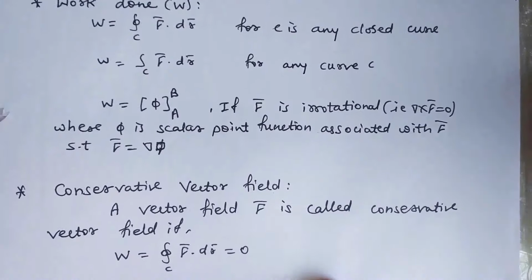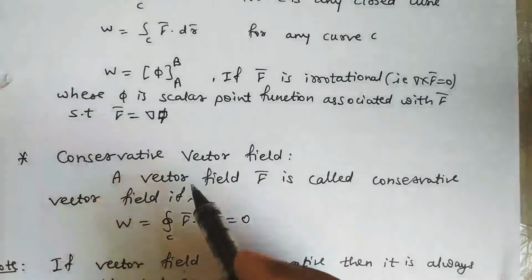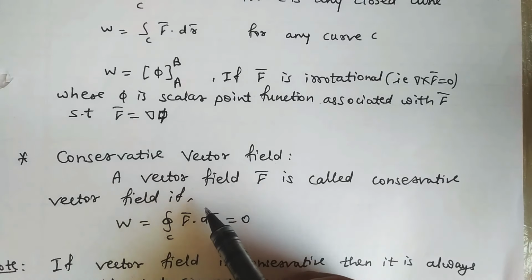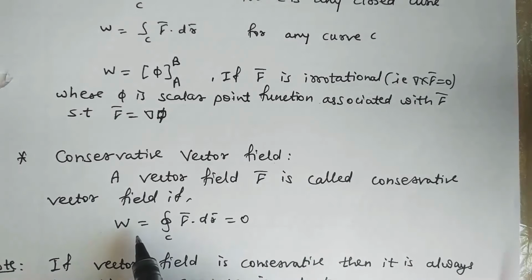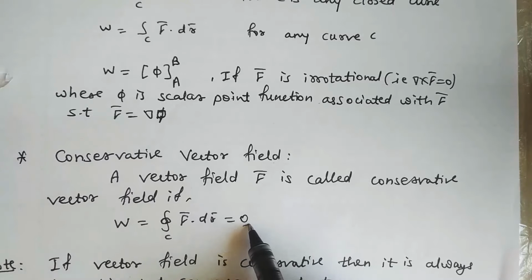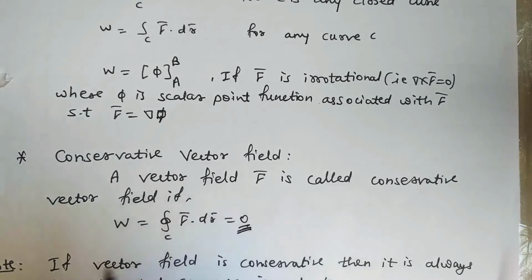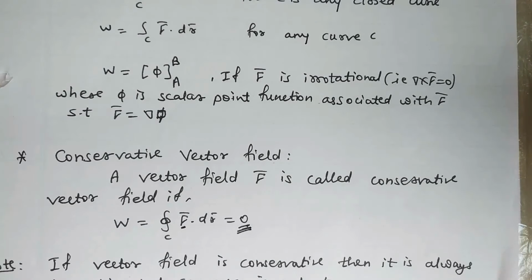Then next, conservative vector field. So what is conservative vector field? A vector field f bar is called conservative vector field if value of work done, that means value of closed integral over C f bar dot dr bar is equals to 0. That means whenever we get the value of work done as 0, then we can say that this f bar is a conservative vector field.